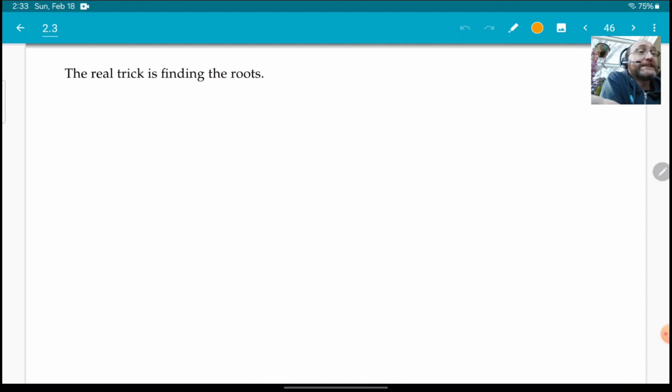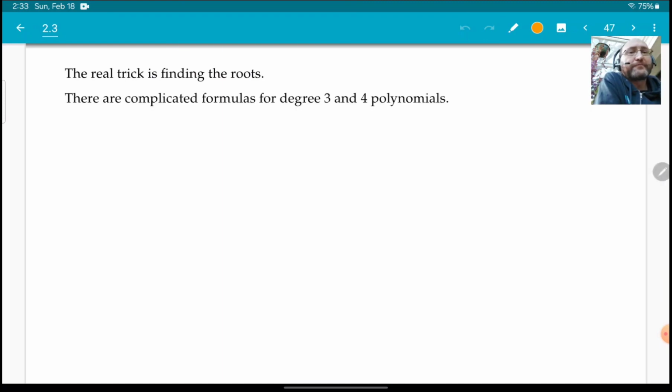Now, the real trick here, unlike in the second order, is really finding the roots. You have the quadratic formula. So for polynomials of degree 2, well, it's easy. Polynomials of degree 1 are trivial. If it's affine linear, you can easily solve it, right? It's basically solved already. But quadratic, okay, you have the quadratic formula. That's fairly easy. There are formulas for degrees 3 and 4. They're kind of complicated. Nobody ever remembers them.